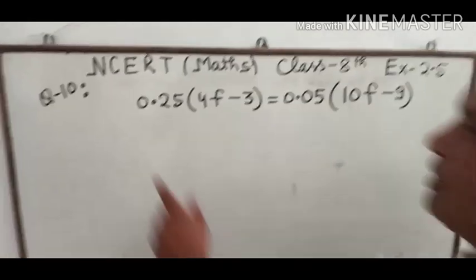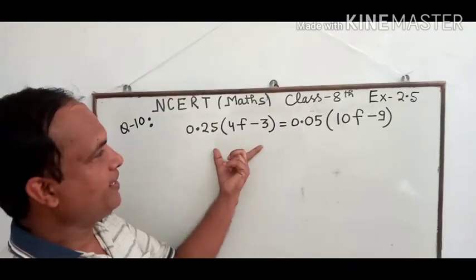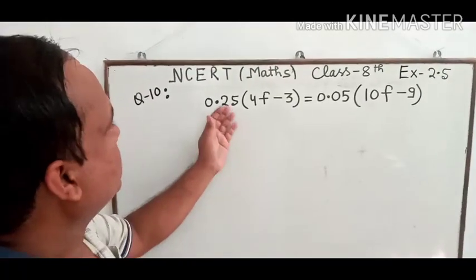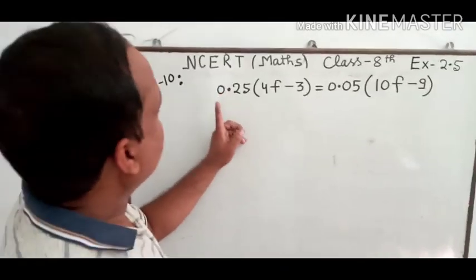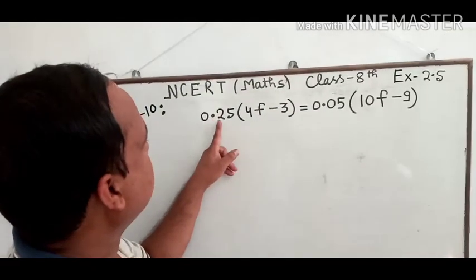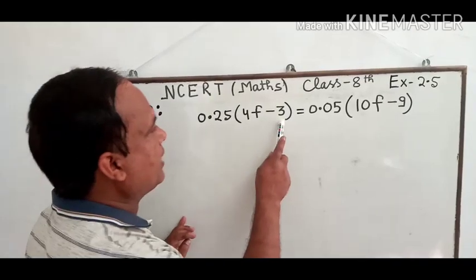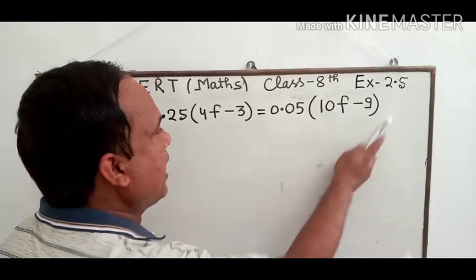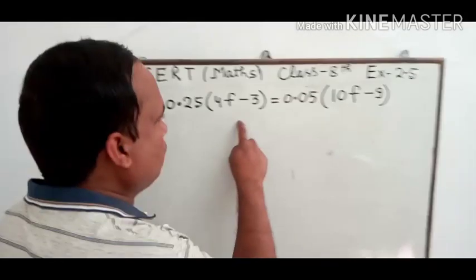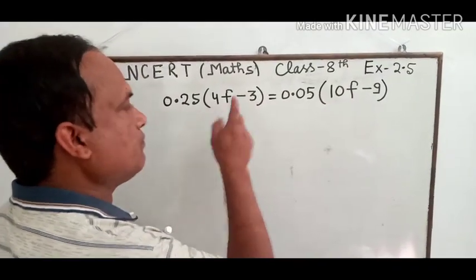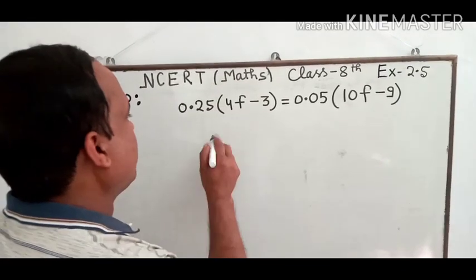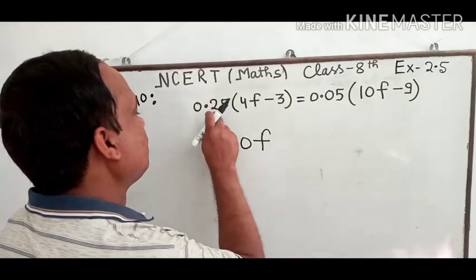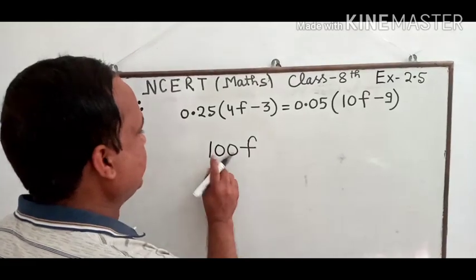Question number 10 is here. So you see, question number 10 is very important for your examination. So you see here 25 with points. We read it this way: 0.25 bracket 4F minus 3 equal to 0.05 in bracket 10F minus 9 bracket close. So we remove this bracket on both sides. 25 fours are 100 F and we put the decimal at two places. So here one place and this is the second place.